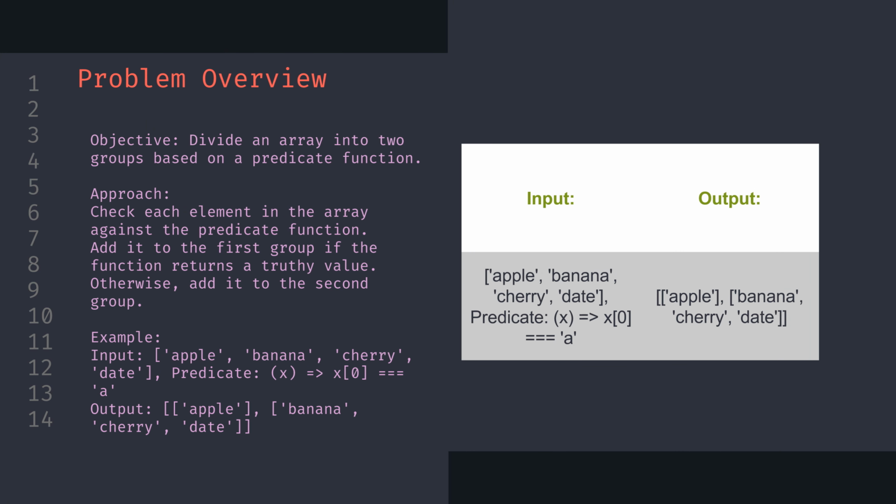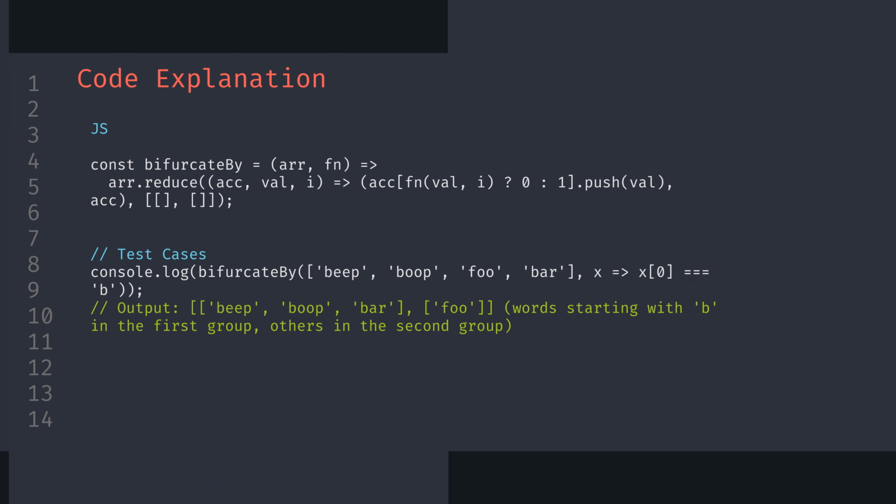This problem focuses on dividing elements into two categories based on whether they satisfy a given condition or not. The program uses reduce to process the input array and sort elements into two groups. If the predicate function returns true for an element, it goes to the first group. Otherwise, it goes into the second group.